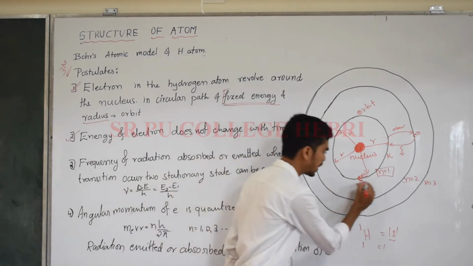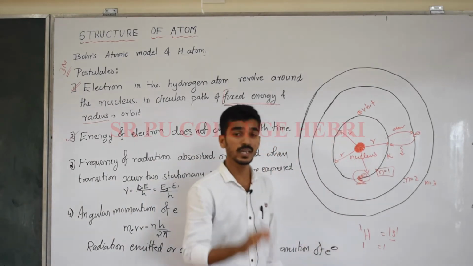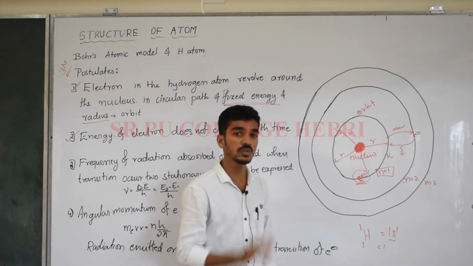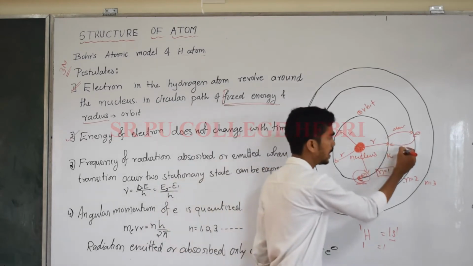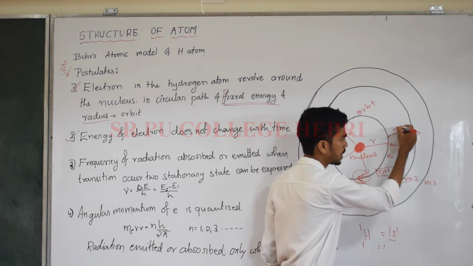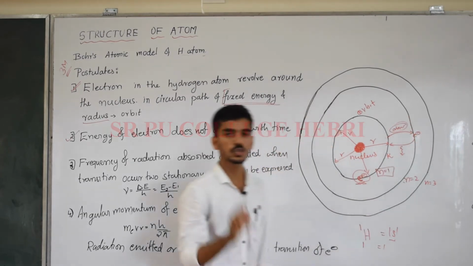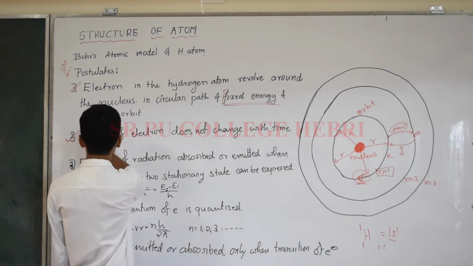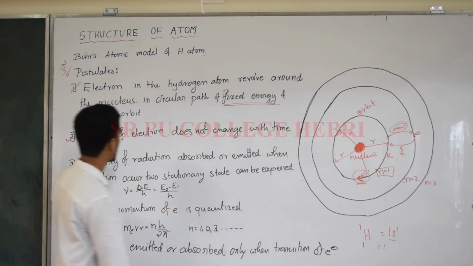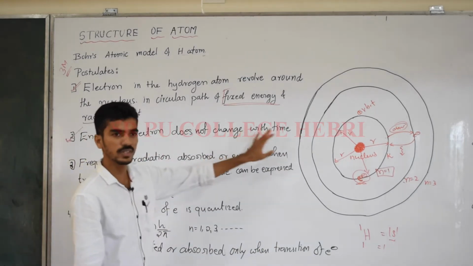The electron's energy should be retained; it does not change with time. Whatever energy it absorbs, that much energy it emits. The energy of an electron should be retained. That should be the second point. Energy of electron does not change with time.